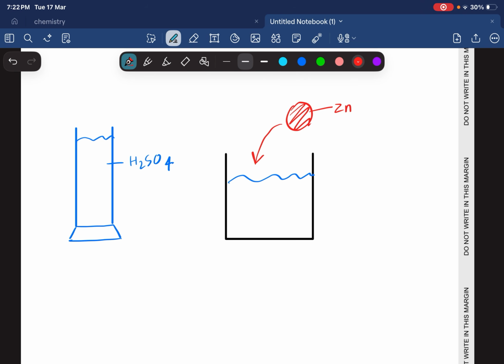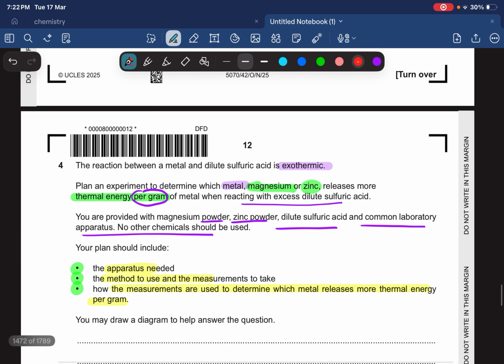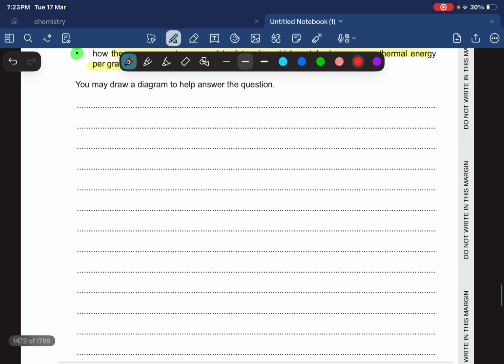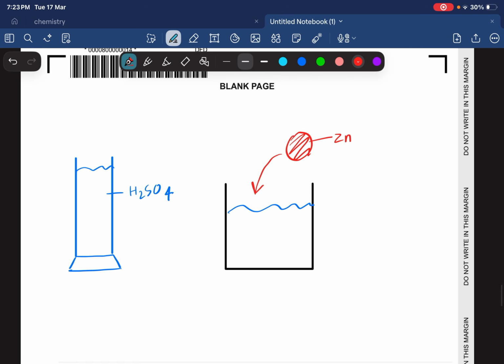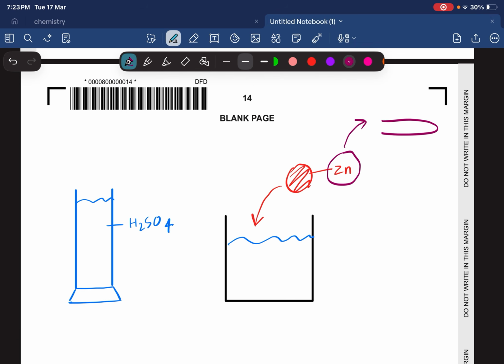But over here, there's an important thing. I need to have a fixed mass of zinc, because I need to measure the energy change per gram. So for that, I'm going to use a fixed mass of zinc and a fixed mass of magnesium. What is that thing called? The measuring balance. Yes, measuring balance. So you're going to measure it with that measuring balance. So I'm going to measure the mass of this zinc, and that's how I'm going to address it with a measuring balance.